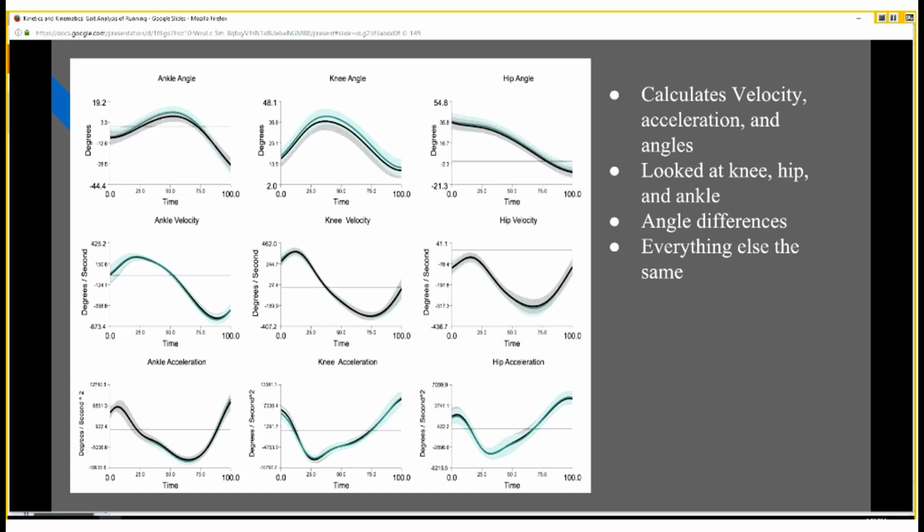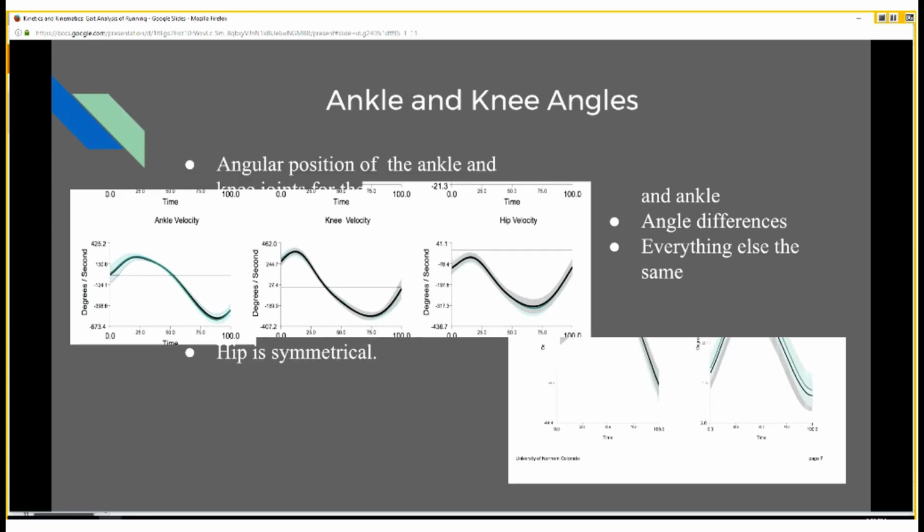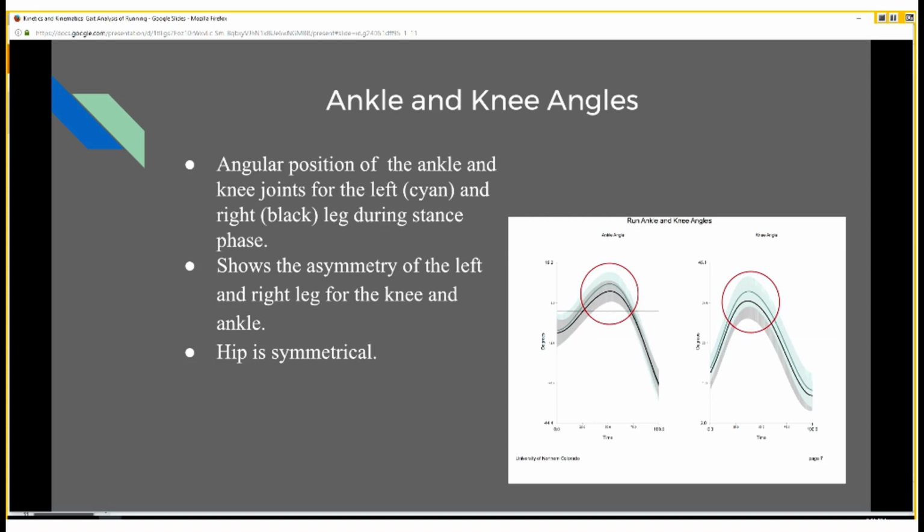And if you go on to the next slide, this shows a better representation. It's more zoomed in, and you can see the difference. Cyan is the left leg, sorry about that, and the black line is the right leg. And we can see the difference between them, and we can see that they are asymmetrical. This might be due to flexibility and different things, like if they exercise on a daily basis, this could affect how they run and maybe adjust their angles.